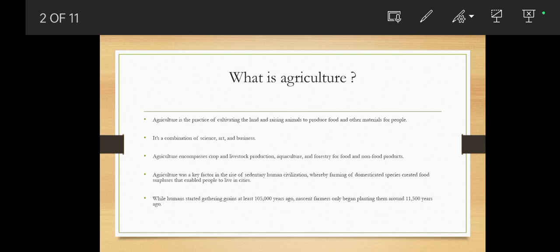Agriculture was a key factor in the rise of sedentary human civilization, thereby farming of domesticated species created food surpluses that enabled people to live in cities. While humans started gathering grains at least 105,000 years ago, nascent farmers only began planting them around 11,500 years ago.